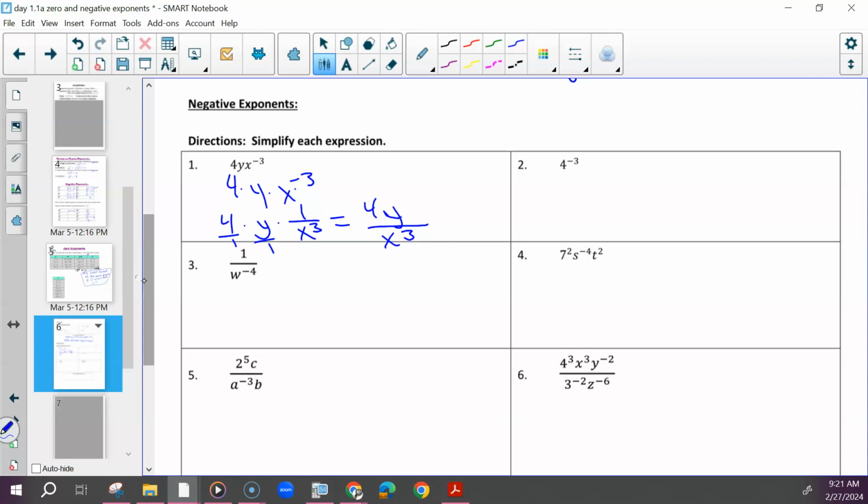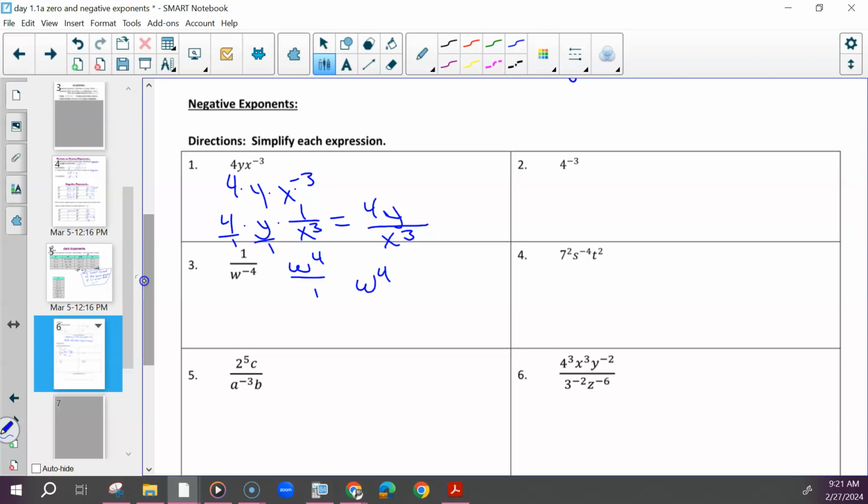I'm going to talk about number 3, and then you can choose any you want to see us go over. So in number 3, I have a negative exponent, but it's in the denominator. Right now, the base of this is 1 over w. So if I were to take that and flip it, w is now in the numerator, and would become positive. And this would just simplify to w to the 4th.